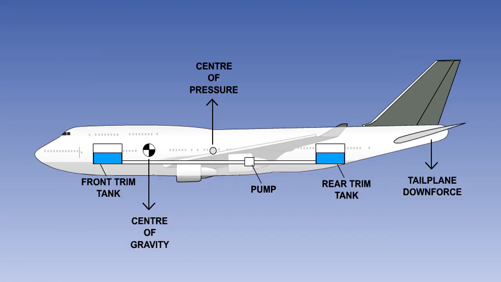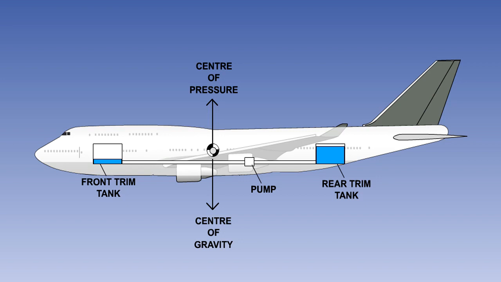In the graphic shown here, the C of G is forward of the centre of pressure. Fuel is pumped from the forward to the aft tank, moving the C of G aft until it reaches the centre of pressure, when the pumping stops.